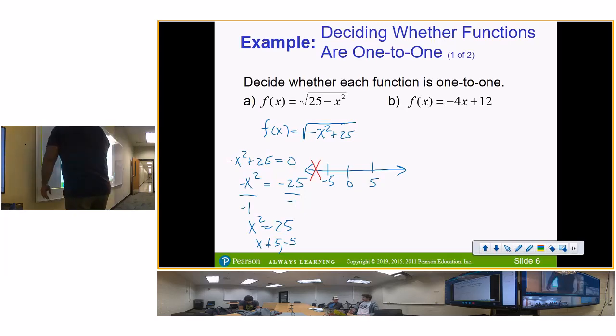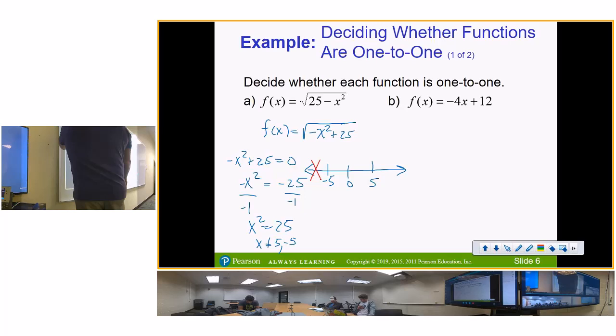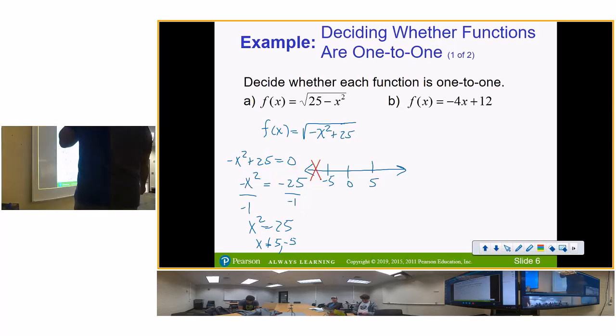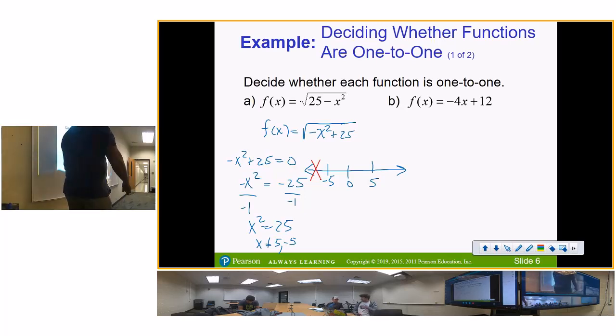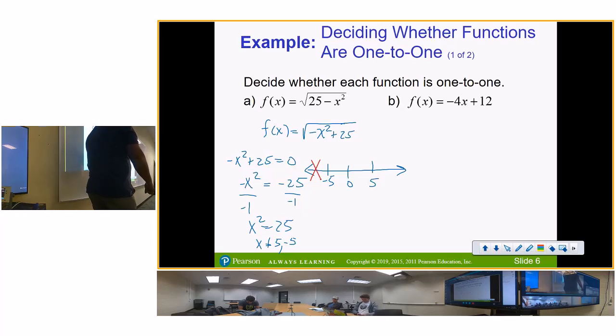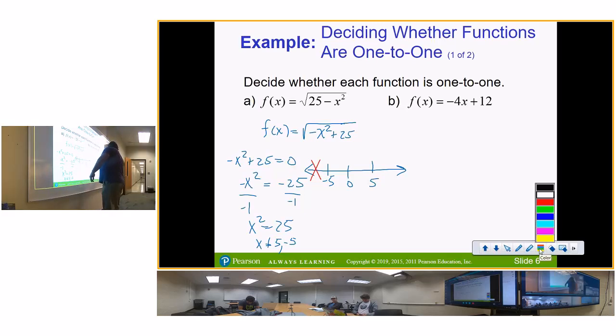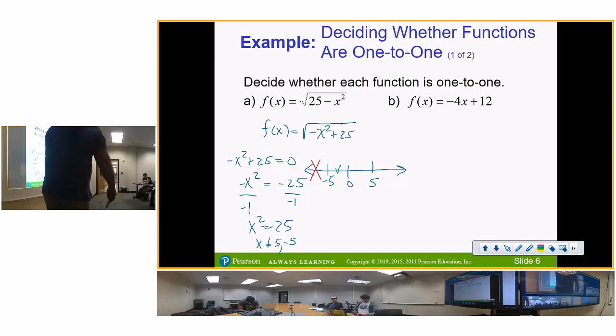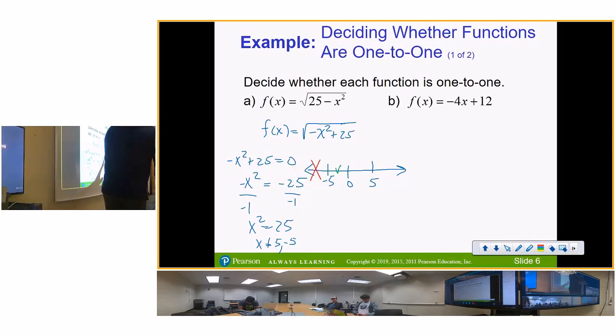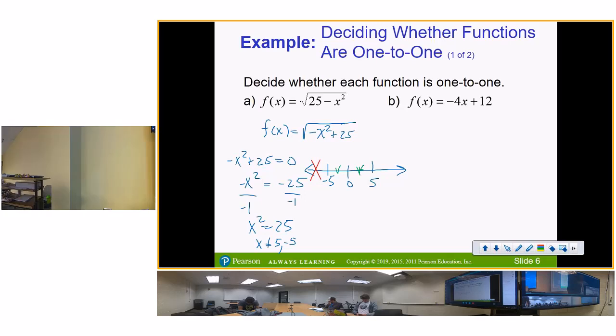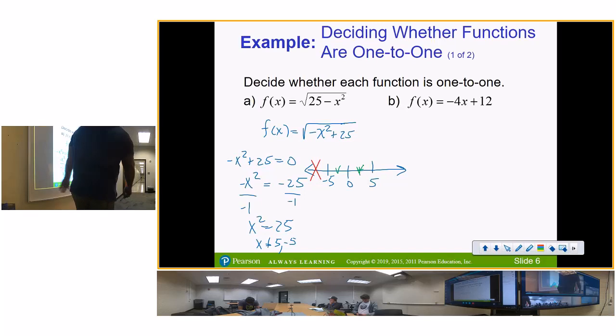All right, give me a number between negative 5 and 0. Negative 1, the easiest to use. Negative 1 squared is 1. Negative 1 plus 25 is positive or negative? So we can use those numbers. So it gets a green check. And we can use 1. That's going to be positive. So we can use these. Check. And 6. What's 6 squared? 36. Negative 36 plus 25, can't use these.